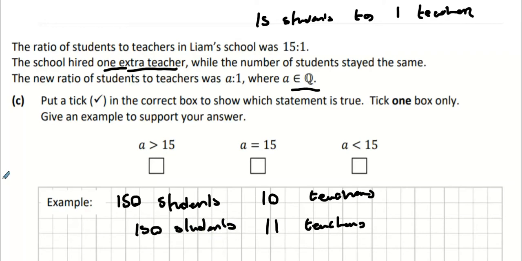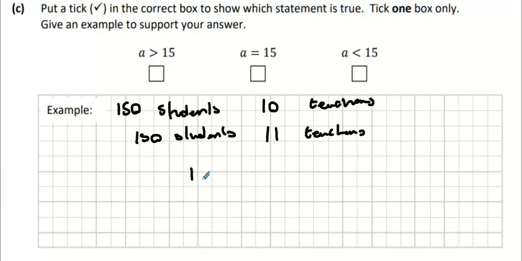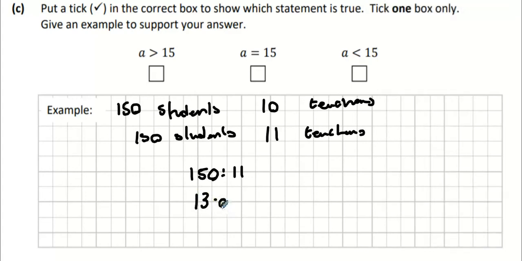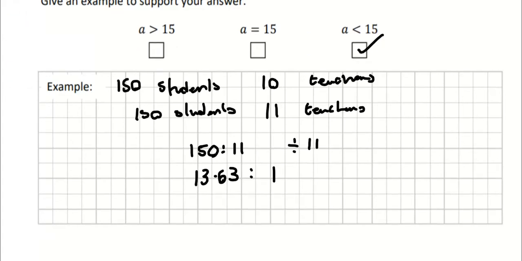So what we're going to look at here is what's the new ratio of 150 is to 11. So we're going to divide both sides by 11. So 150 divided by 11, we'll just quickly put in decimal, 13.63. So we can see that 13.63 is to 1. When we divide both sides by 11, we can see that the A value has to be below 15. Alright guys, let's keep moving on.